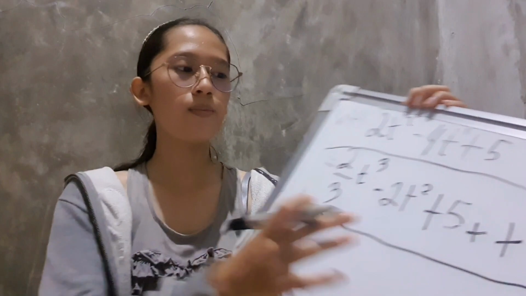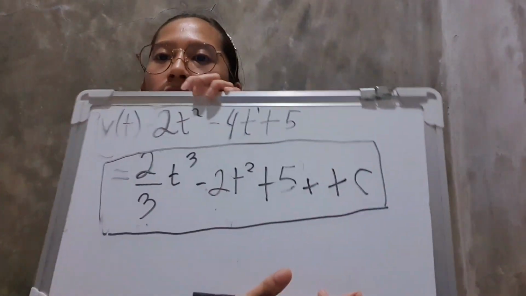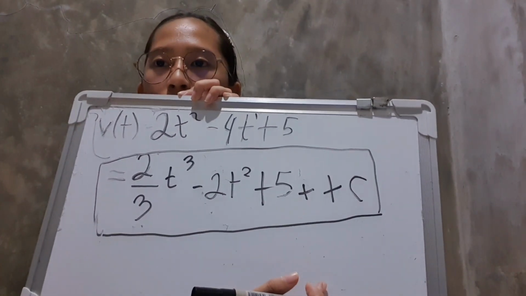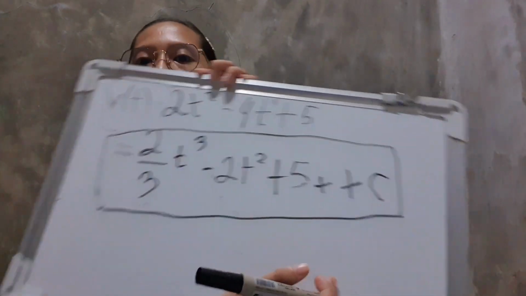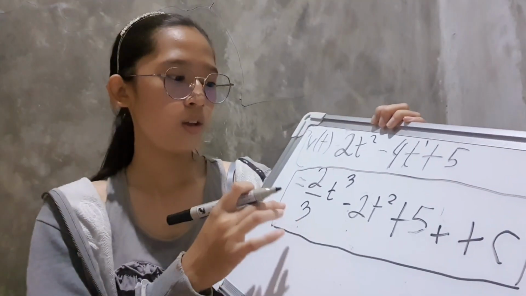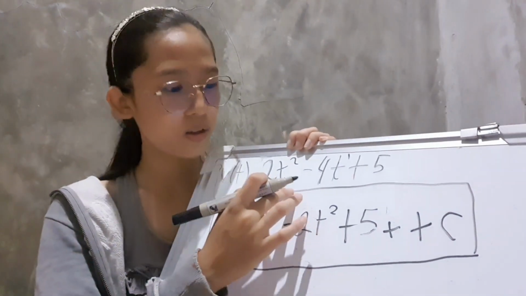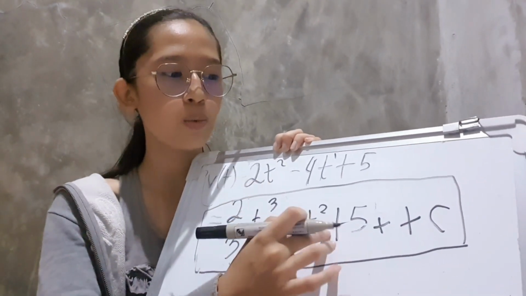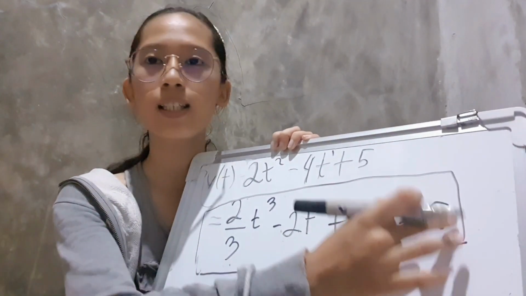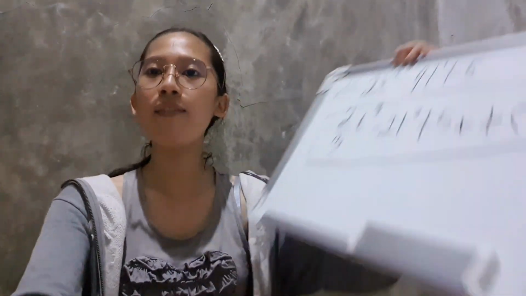Combining these results, this is the position equation, which represents the car's displacement: 2/3 t cubed minus 2t squared plus 5/6 plus c. And there you have it.